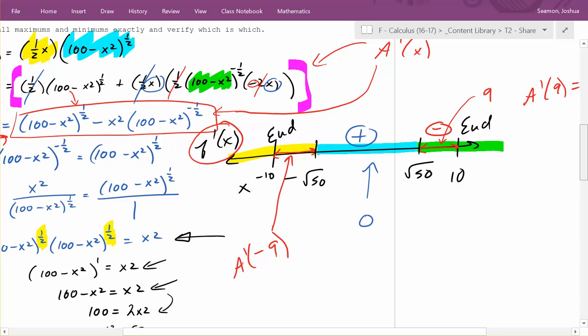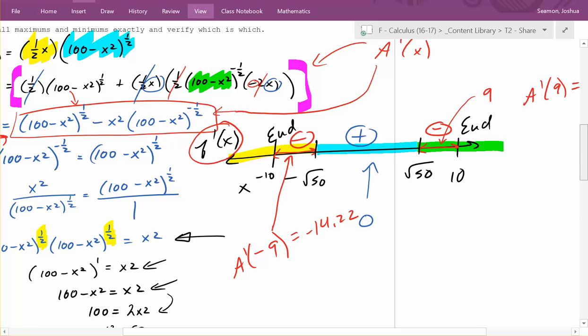Now here's the thing. You don't actually need to plug it in. Look at the equation. Every time x appears, what's happening to x in the derivative? It's being squared, so it doesn't matter if it's positive or negative. It's going to result in the same. So this is also going to be what? 14.22. So this goes from negative to positive, so it's falling to increasing.